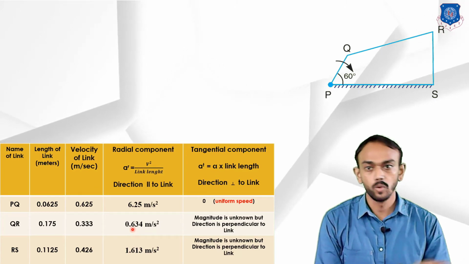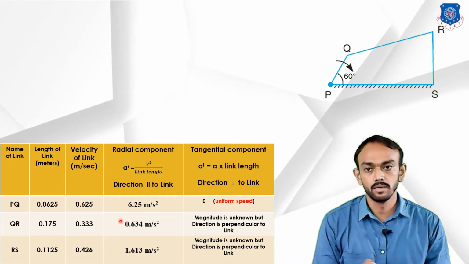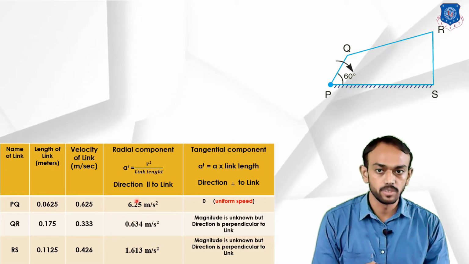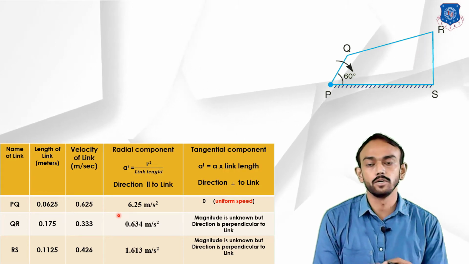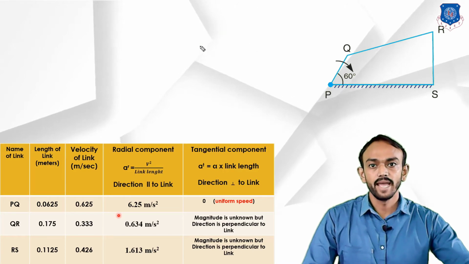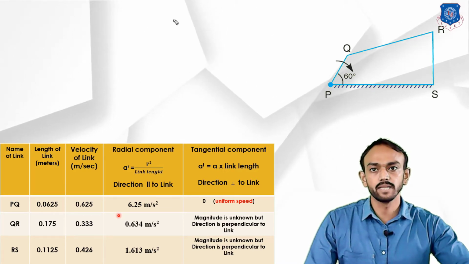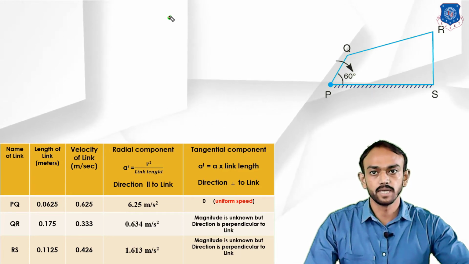Okay, I know this smallest component will be very small, but with respect to the larger one, we have to take this scale, 1 meter per second squared equal to 10 mm. Okay, let's start. As you know, first of all we have to take the fixed point. Okay, fixed point. Which are the fixed points in the figure?